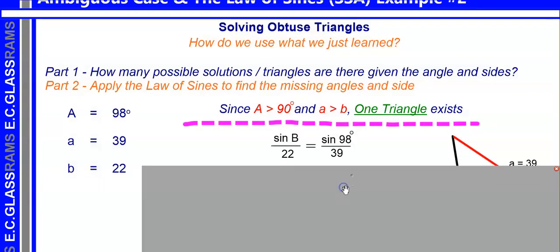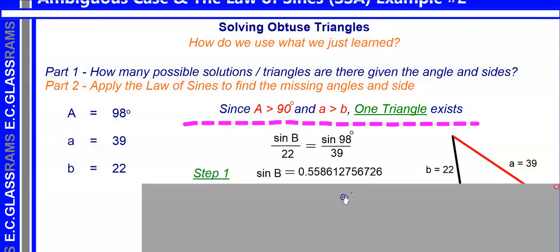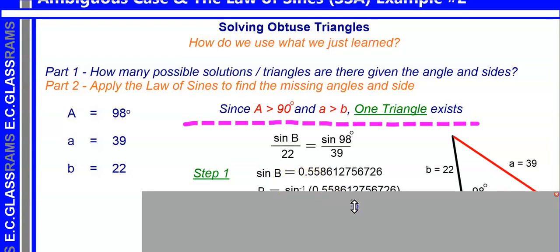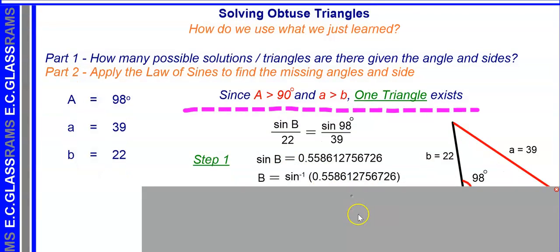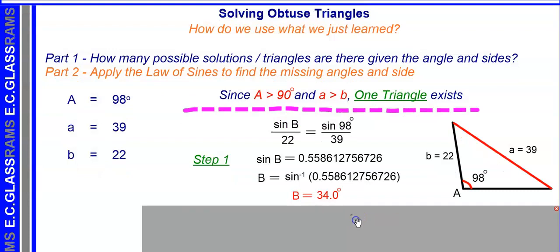So first thing is we establish finding the opposite angle from the given side of 22, side b, because we already have a complete pair using angle A and side a. So here's our law of sines set up. We get sine B by itself, sine B equals this decimal number, but you take the inverse sine of that decimal number, and if you do that correctly, you get 34 degrees if you round it.